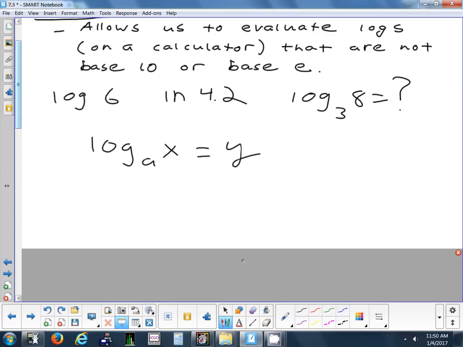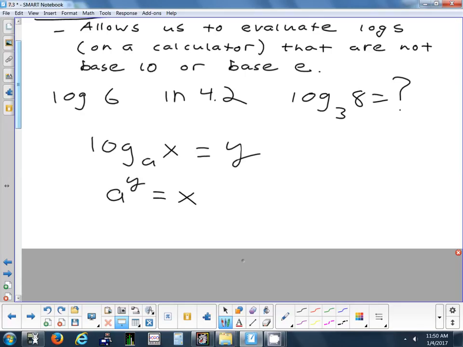What would this be if you rewrote it in exponential form? What to what power equals what? It's a power of y. A to the power of y equals x.